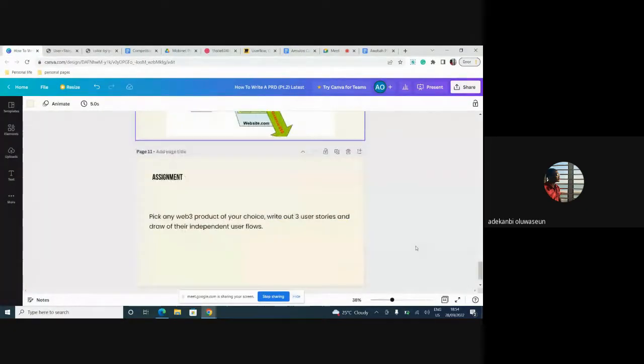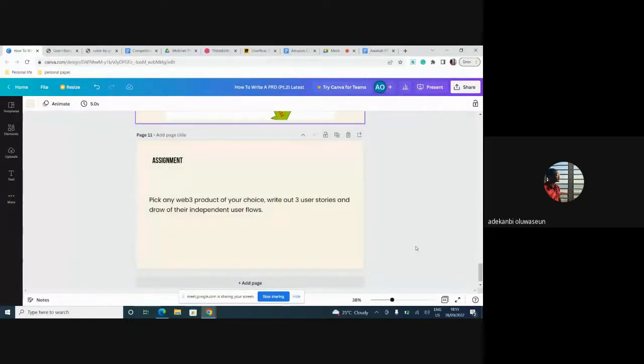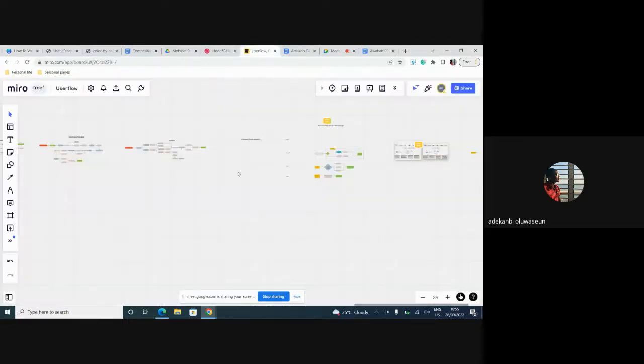So your assignment is that you have to pick any Web3 product of your choice, and write out at least 3 user stories from it, right? And build out the user flow based on the stories you've composed. What this would do is, when we get to the point of wireframing, you'll know how to go about it. So for people who don't know what a user flow is, this is what the user flow is.